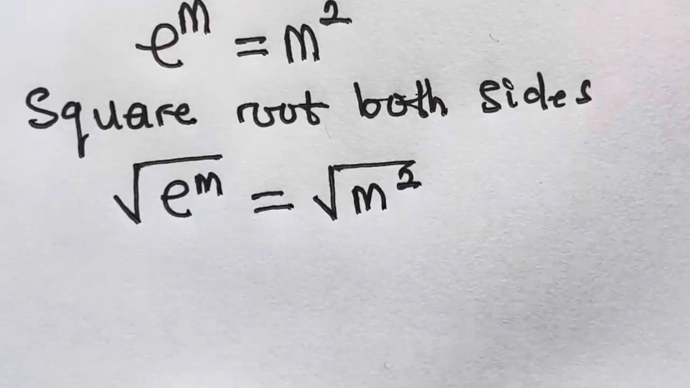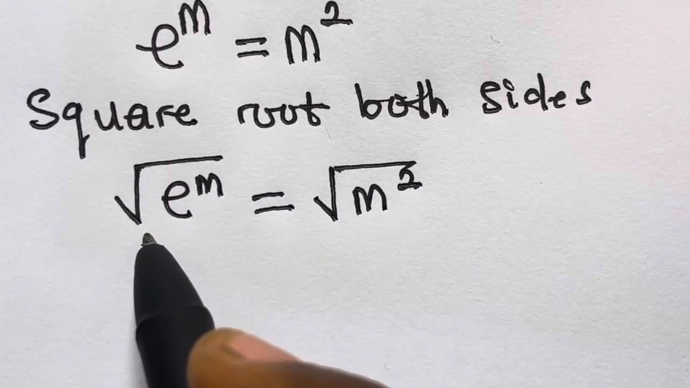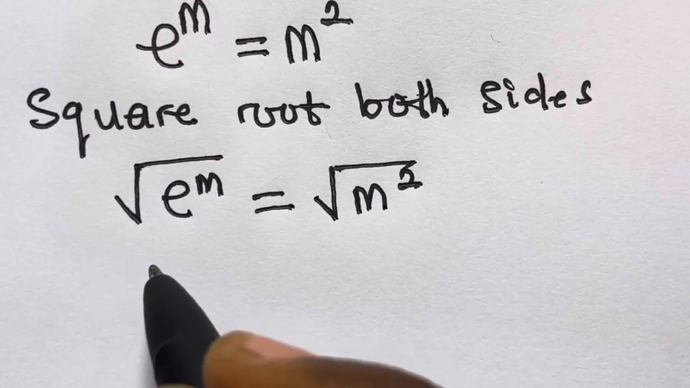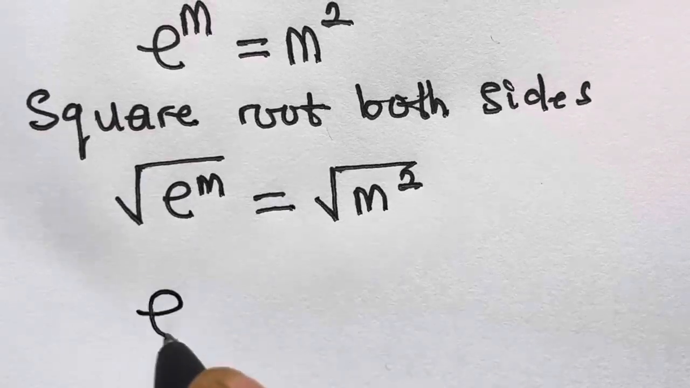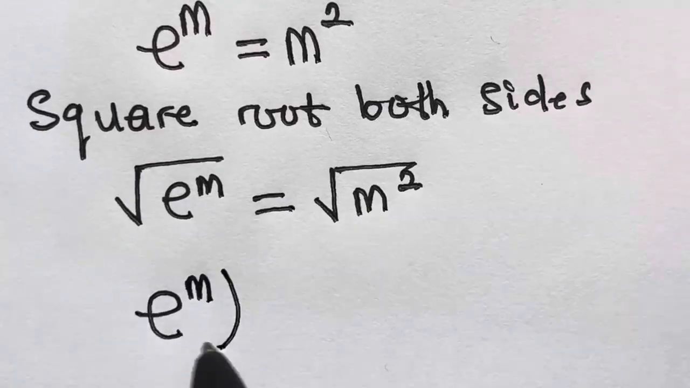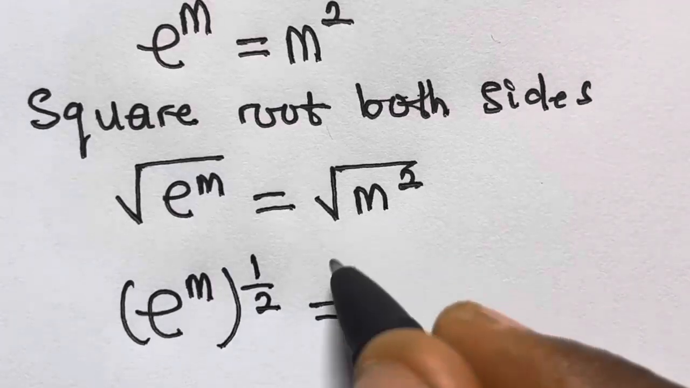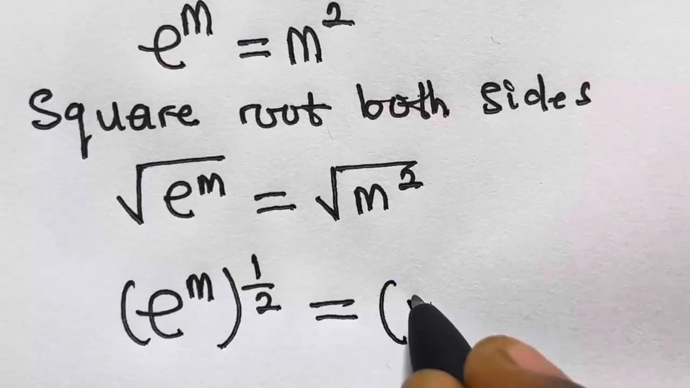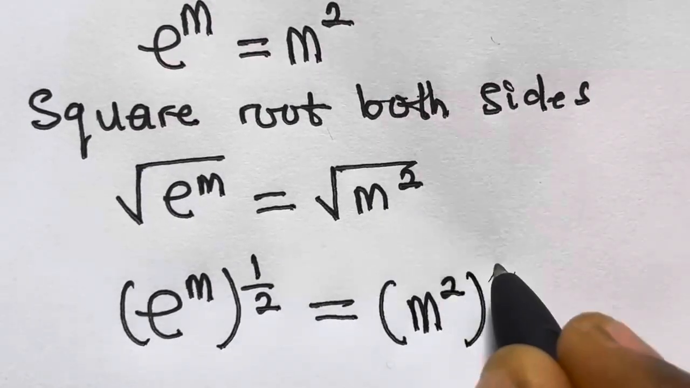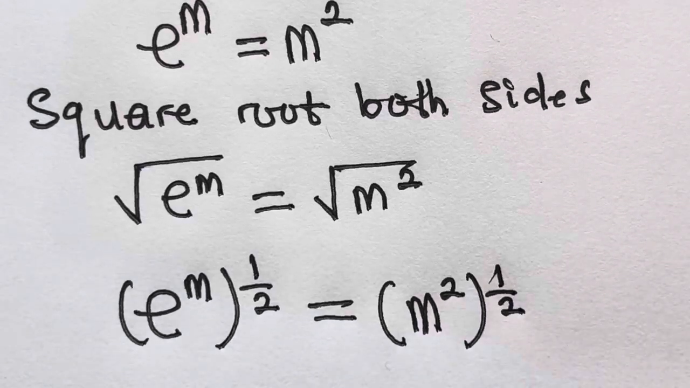And we know that square root means raised to power of 1 over 2. So we are going to have exponential m raised to power 1 divided by 2, right? So equals these two becomes m square raised to power 1 divided by 2.